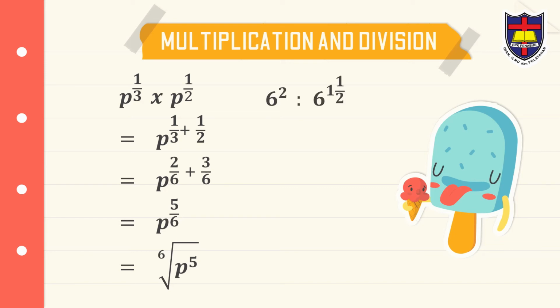Now for our next example. Now if I have 6 squared divided by 6 to the power of 1/2. So for the division, if the base number is the same, we can subtract the exponent. So 6 to the power of 2 minus 1/2, or 3/2. So it's the same, we solve it using fractional exponent. And then we have 6 to the power of 3/2, or we can write it in its radicals form.